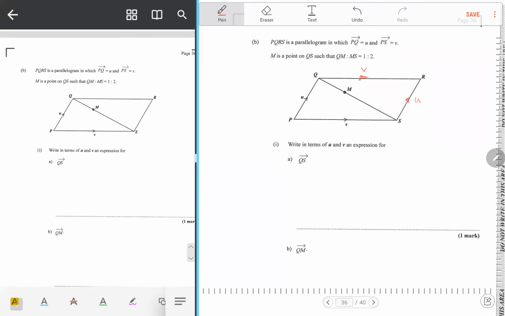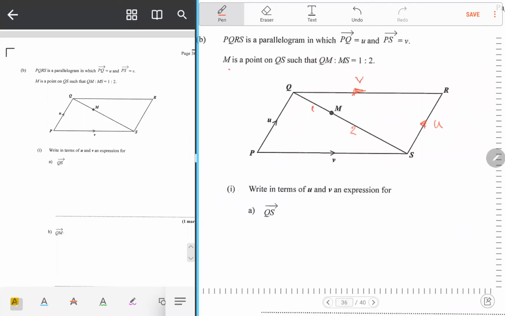All right, so we know that off the bat. And then they told us that M is on the line such that the ratio of QM to MS is 1 to 2. So we can put the ratio on the line. This is 1 part to 2 parts. All right? What it means is that the line has 3 equal parts, and therefore QM is 1/3 of the line, and MS is 2/3 of the line. All right.